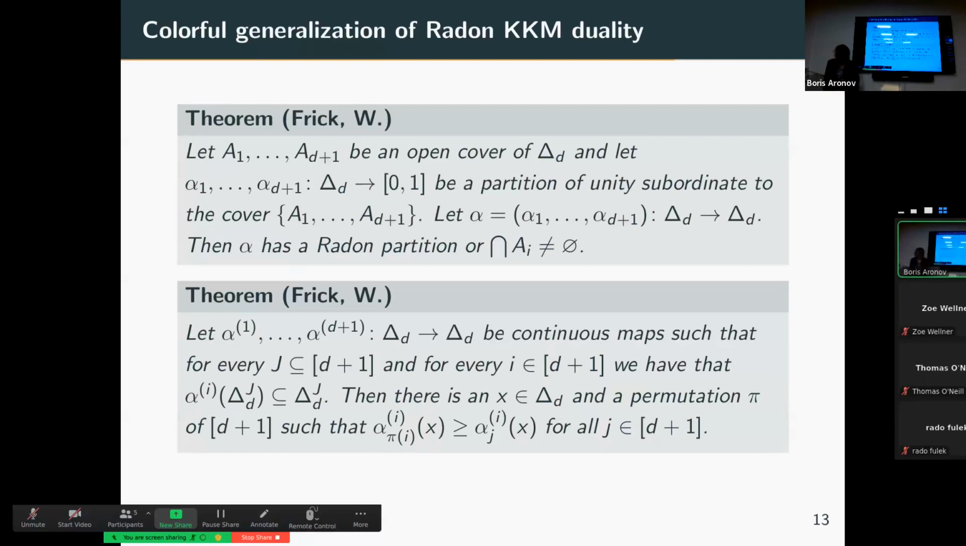And I think I still have a decent amount of time. So unless there's any questions, I might talk a little bit about how you actually go about proving the colorful generalization, because it uses a lot of these similar methods from fixed point theory, and it's a rather nice way of proving things. Are there any questions before I move on?